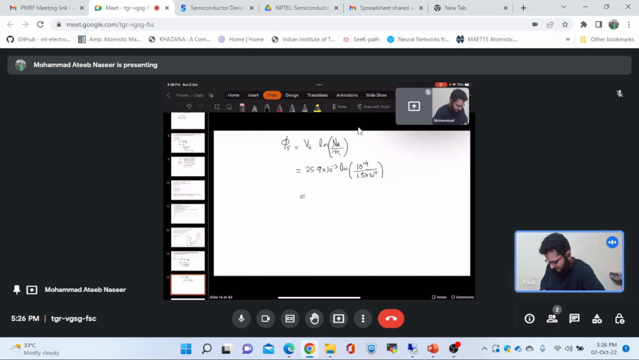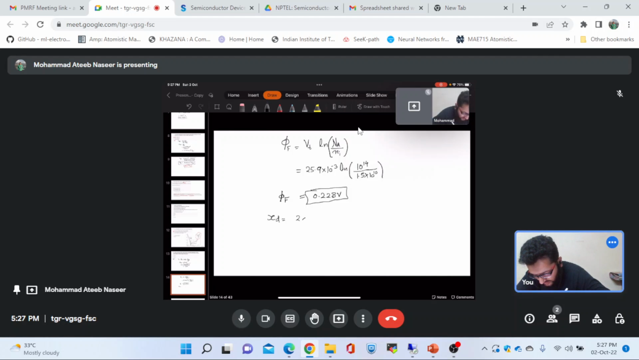Let us solve this. It will simply come to be equal to 10 divided by 1.5, ln of 6.66 into 10 to the power of 3, into 25.9. So it will come out to be equal to 0.228 volts. So this is the phi f. Now from this phi f, let us find this maximum depletion width, which is xt.